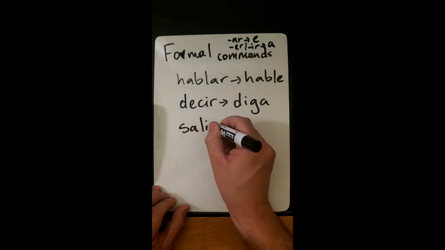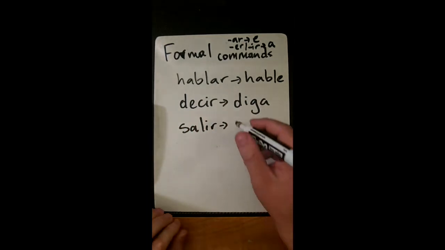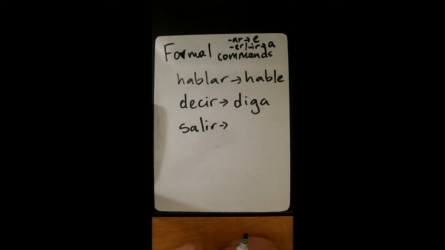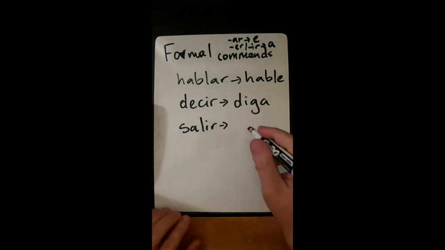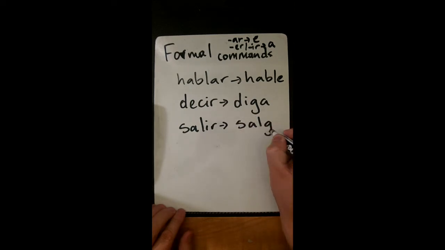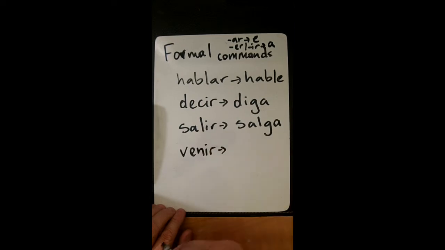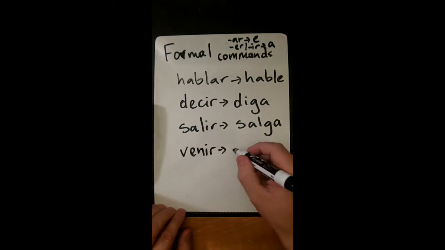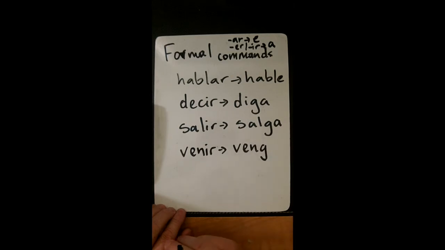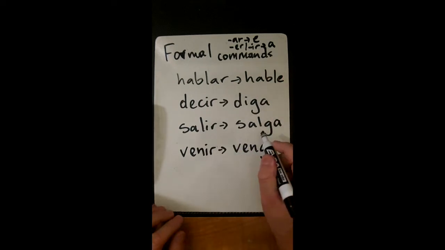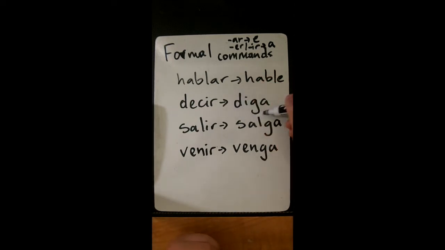If you have a verb like salir, think in the yo form of salir, in the present tense. It's going to be what? Salgo. Hence, salga. What about a verb like venir? What is the yo form? It's going to be venga. Muy bien. See? So you think in the yo form of the verb, and then you're able to have the correct form for the formal command.